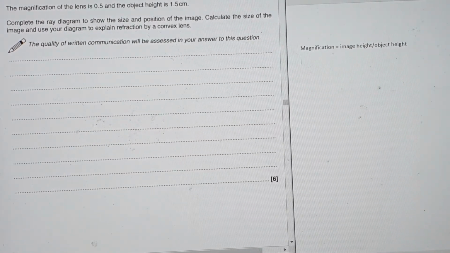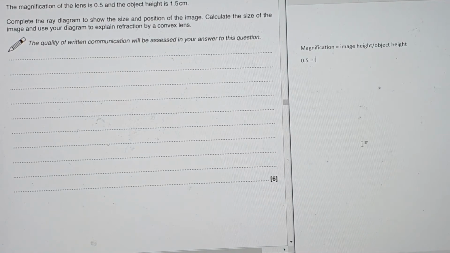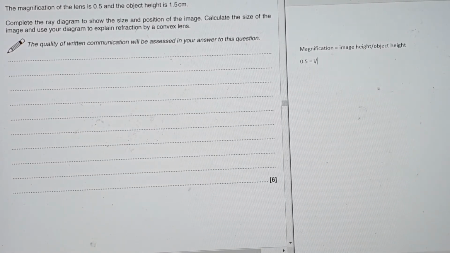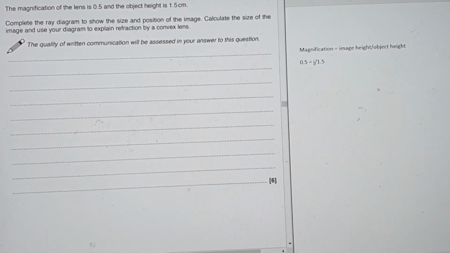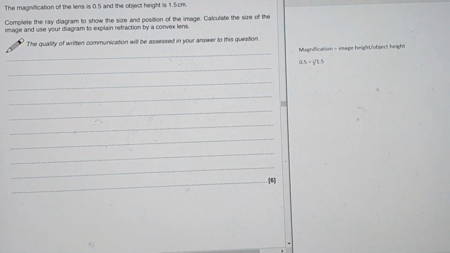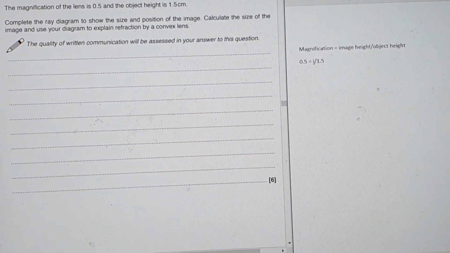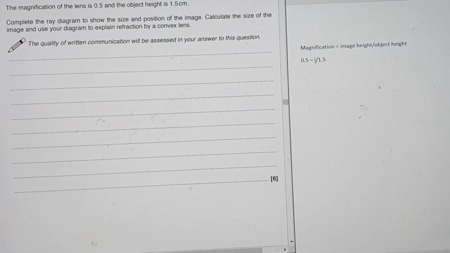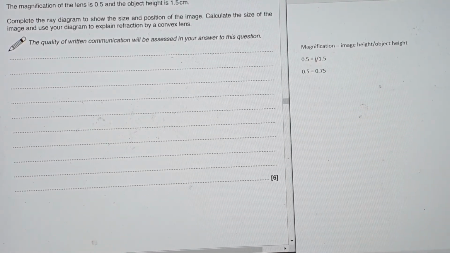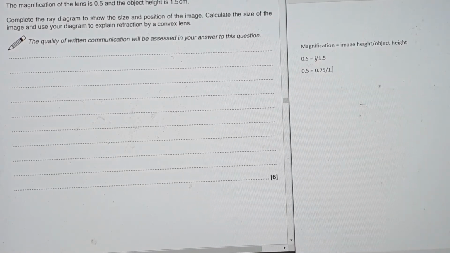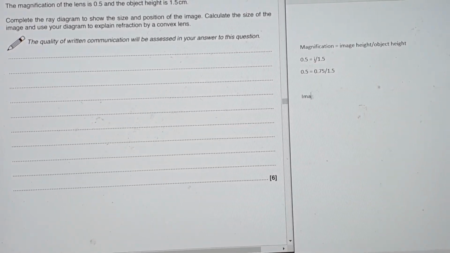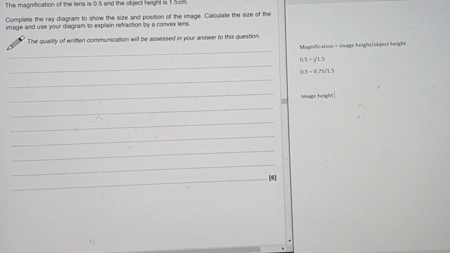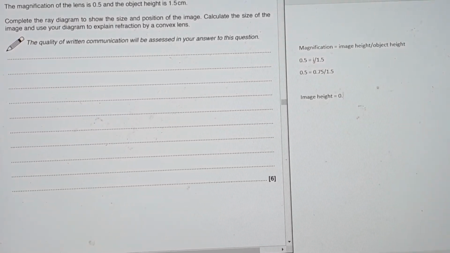So you know the magnification is 0.5. So 0.5 is equal to the image height, I'm going to write image as I, divided by 1.5. What number I, when you divide by 1.5, gives you half? It's going to be half of 1.5. So 0.5 is equal to 0.75 divided by 1.5. So the image height is equal to 0.75 centimeters.